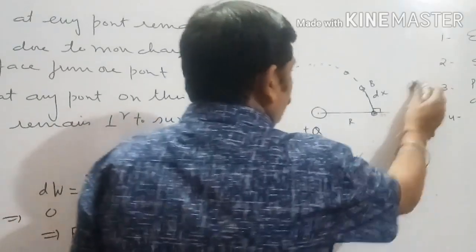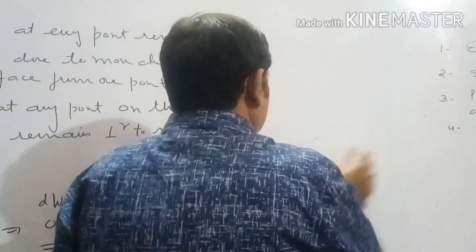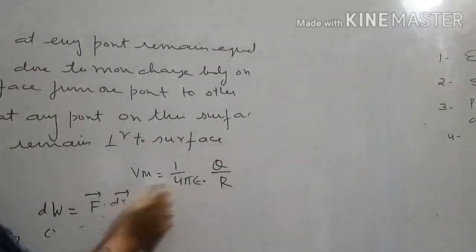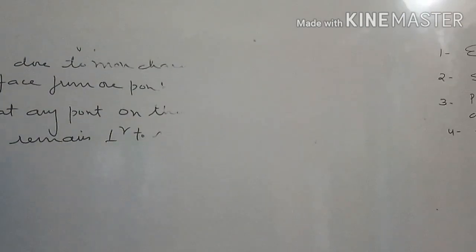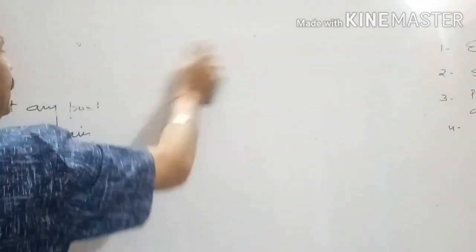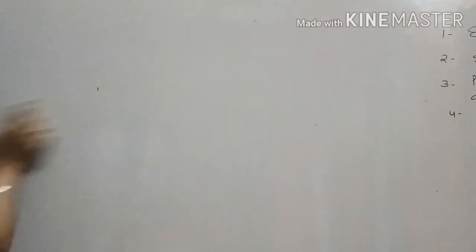Now, how do we sketch an equipotential surface? There are so many different possibilities of sketching the equipotential surface. Number one, due to an isolated point charge body. Suppose a source charge body of charge q is kept here. We want to know the equipotential surface.